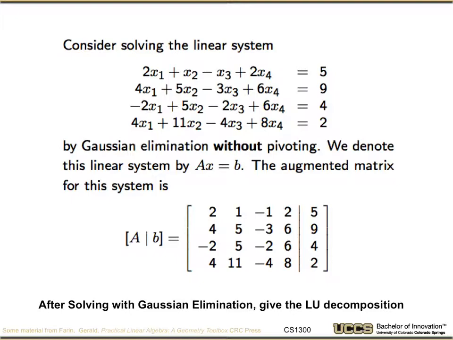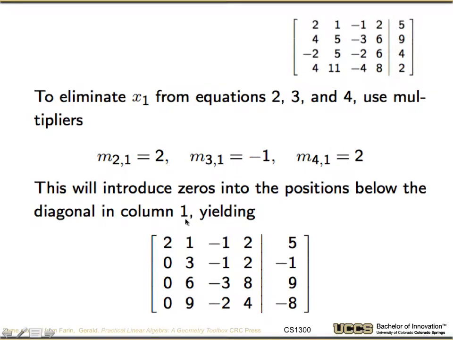Okay, so that was a bit of work, but hopefully you're now done. Let's walk through so you can check your solution. So here's our augmented matrix. The first thing we want to do is eliminate x1 from these items here. So my multipliers are going to be, I'm going to write the multipliers here.